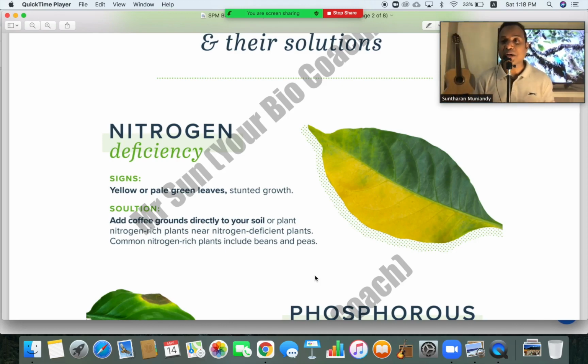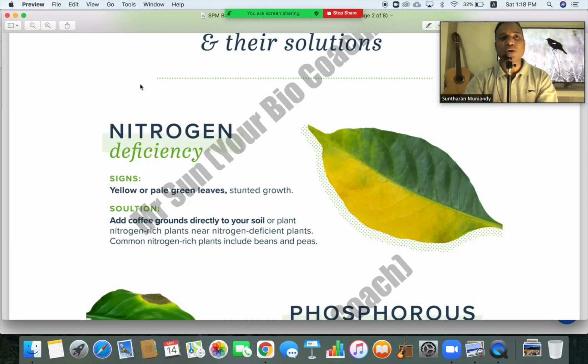If the plant does not have enough nitrogen supply, it will not be able to produce amino acids, and amino acids are one of the most important components in the production of chlorophyll. So if the plant does not have chlorophyll, what happens? The leaf will appear yellow in color. Usually, the matured leaf is the one that exhibits the yellow color. That means they are going through a process known as chlorosis.